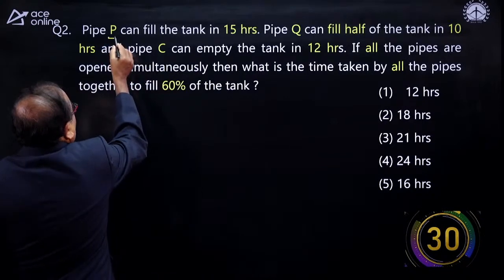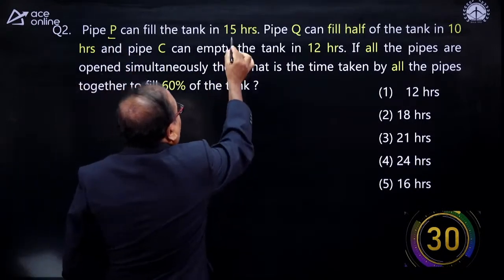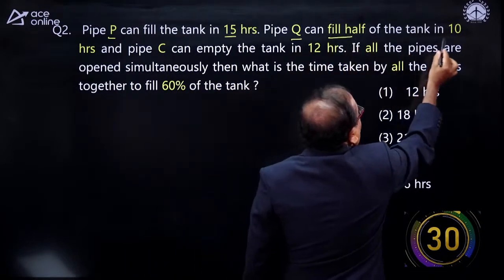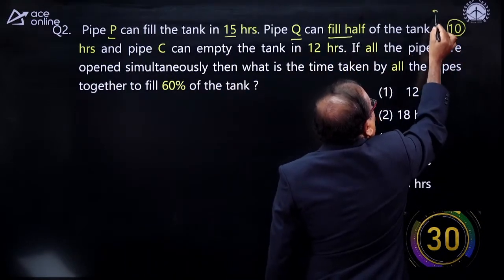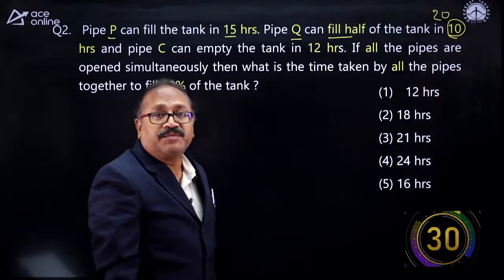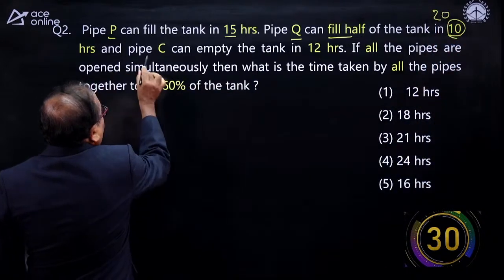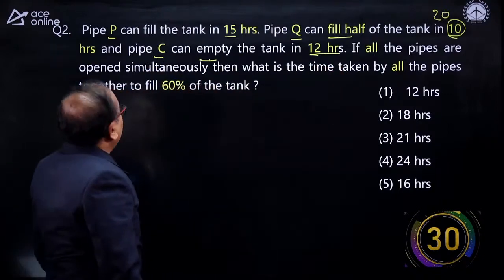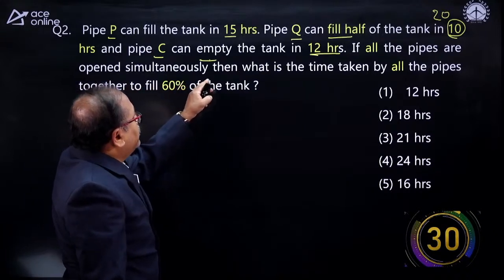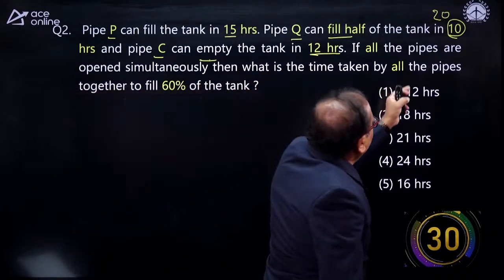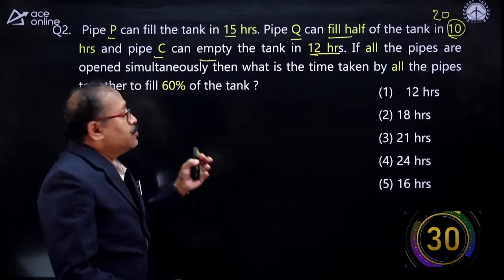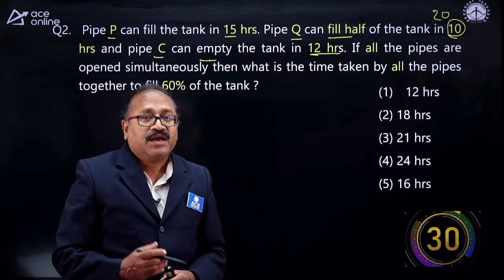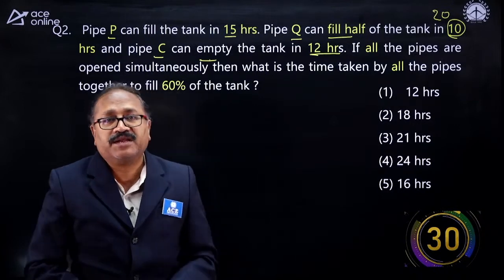Look at this one. Pipe P can fill the tank in 15 hours and pipe Q can fill half of the tank in 10 hours. That means full tank in 20 hours. Right, Mr. Ram Kumar? And pipe C can empty the tank in 12 hours. So all the pipes are open simultaneously. Then what is the time taken by all the pipes together to fill 60% of the tank? So it's a very simple and ordinary question, and you know that this type of question comes in prelim exam.